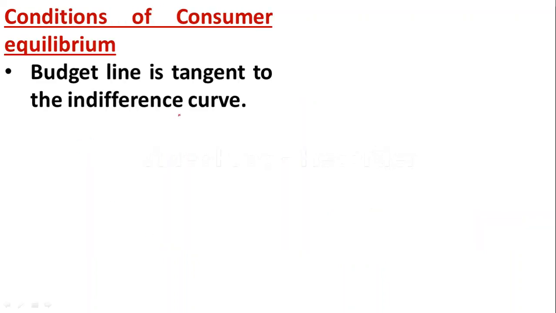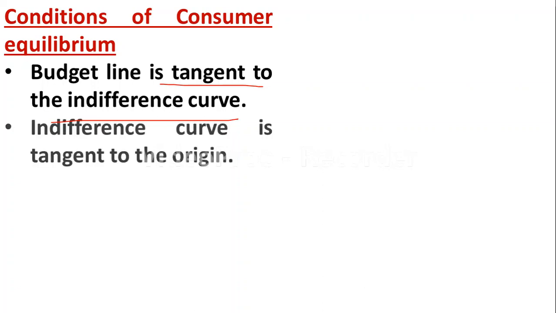And there are some conditions for this. The first condition is that the budget line is tangent to the indifference curve. So where the budget line is tangent to the indifference curve, that is known as the consumer's equilibrium. And also the second condition is that the indifference curve is tangent to the origin.